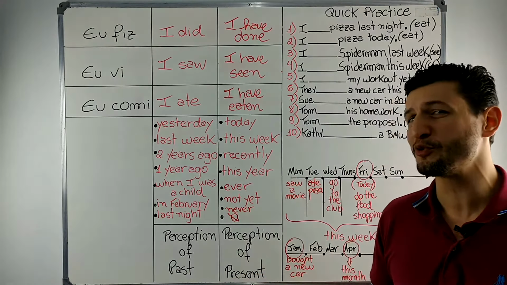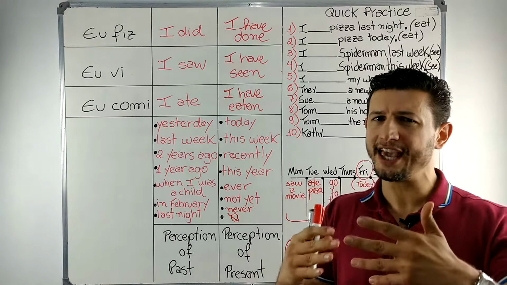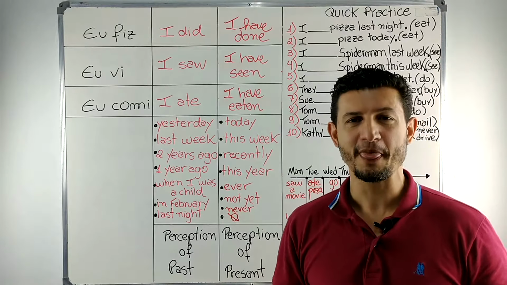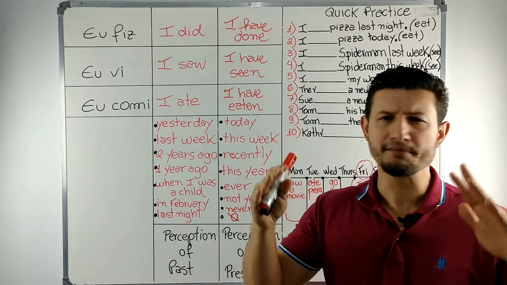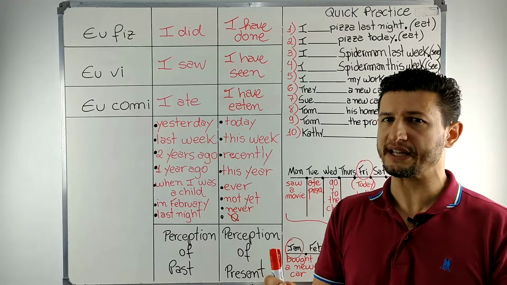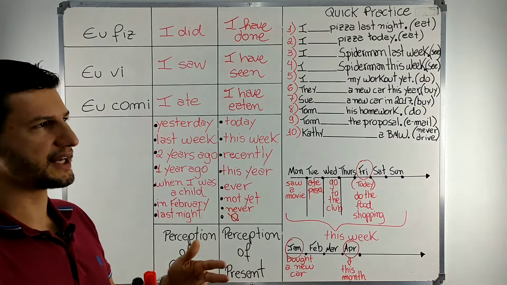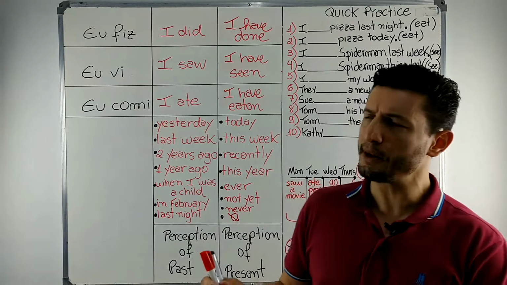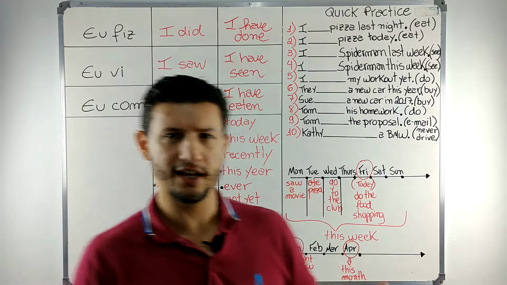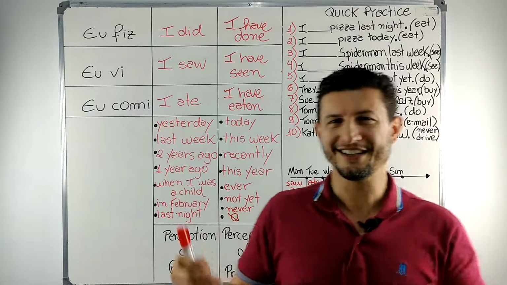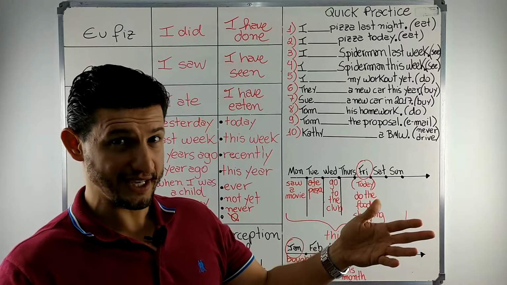And today I'll help you to answer the question, how do you say eu fiz, eu comi, eu brinquei, eu joguei in English? Whenever people ask this question, the vast majority of the answers will be like, hey, how do you say eu fiz? And your friend will go like, I did. And what about eu vi? The answer will be, I saw. And what about eu comi? The answer will go like, I ate, right?